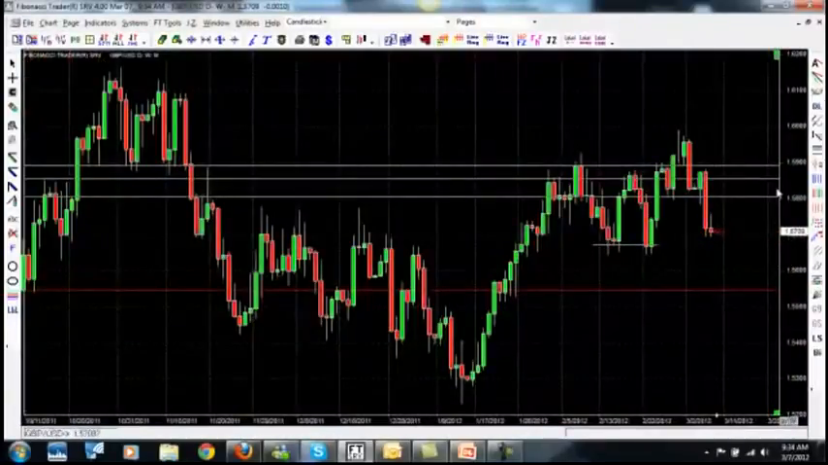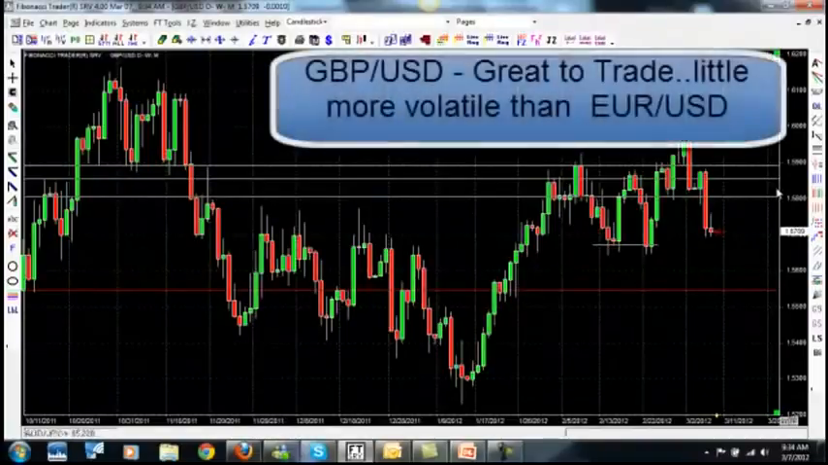Now here's a pair that I love, and this is the pound dollar. Now this currency pair moves usually in the same direction. So when the pound dollar is going down, the Euro dollar is also usually going down. But this currency pair is a lot more volatile than the Euro US dollar.